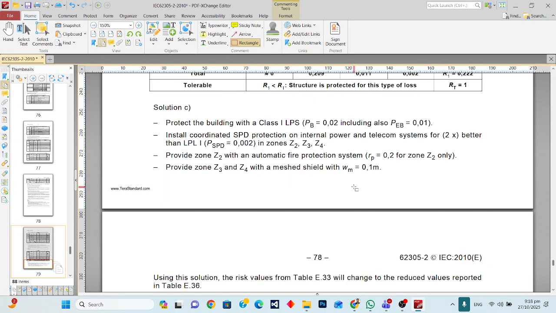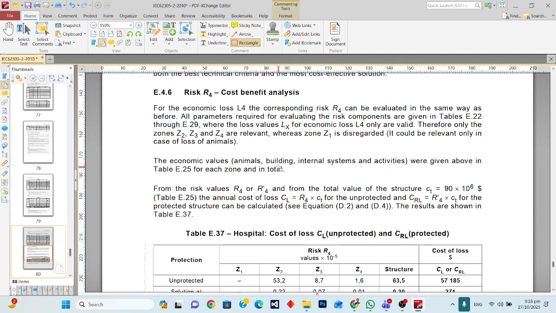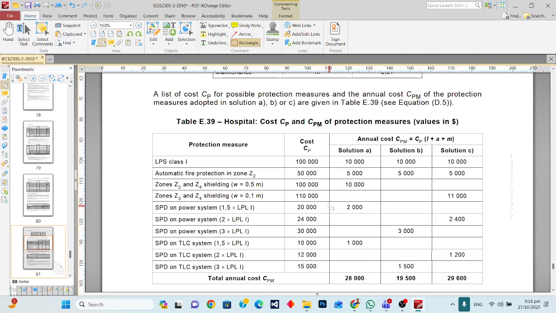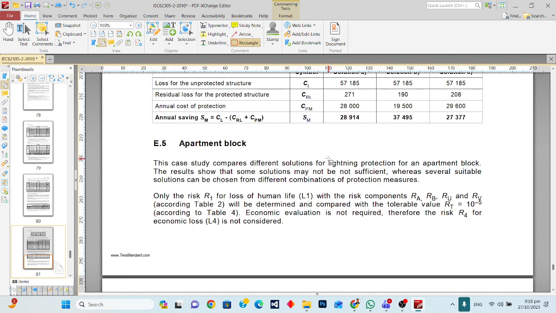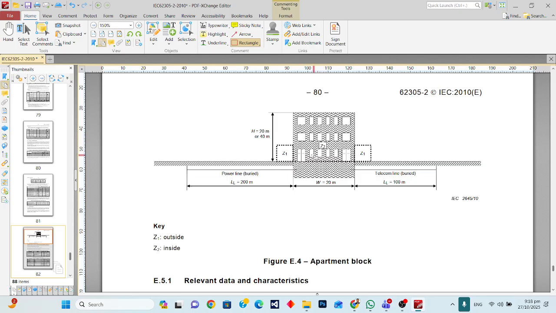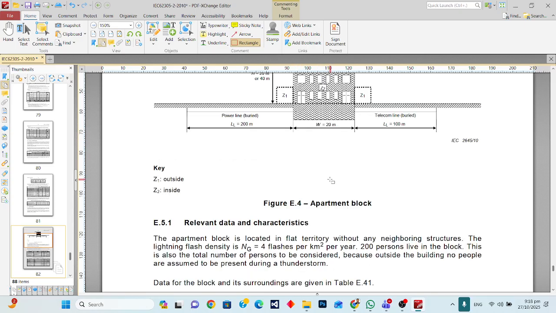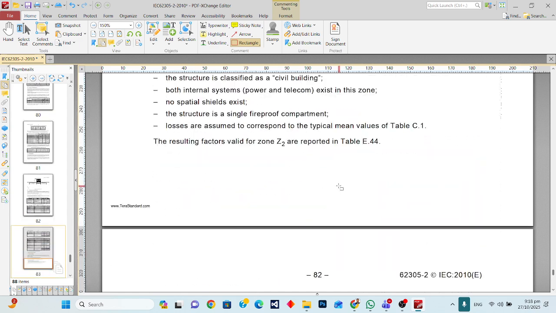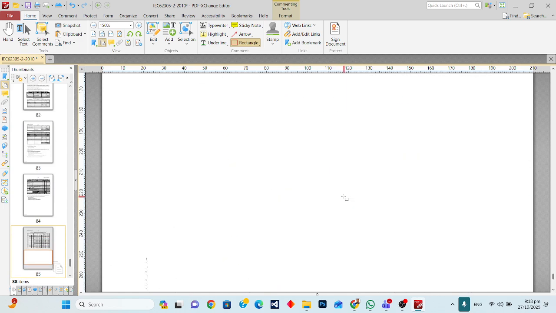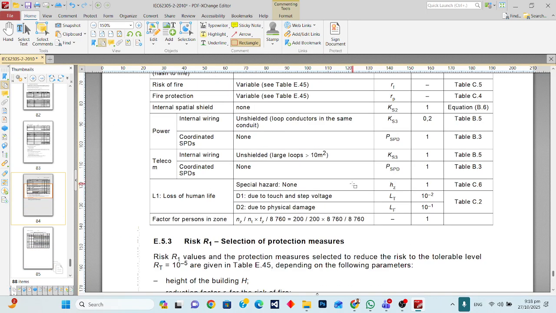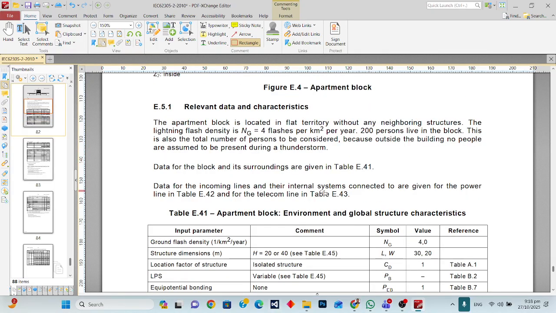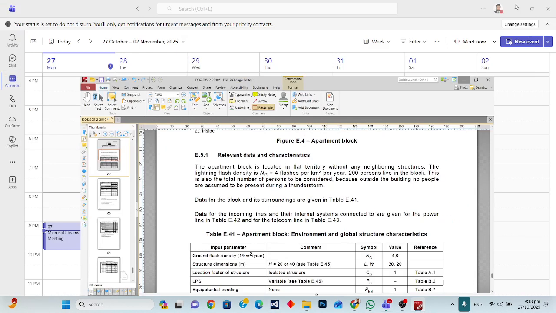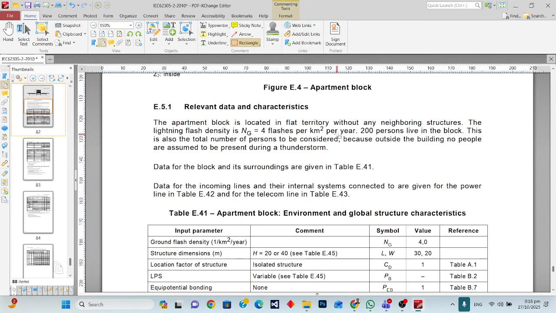Like they have the case study for the hospitals, they have prepared it. Then they have made one for the apartment houses. You can see the apartment houses are the same, and they calculated the risk for it. So this is the main thing I want to show all of you, that for the building they have different calculations. For the PV area we have different calculations.